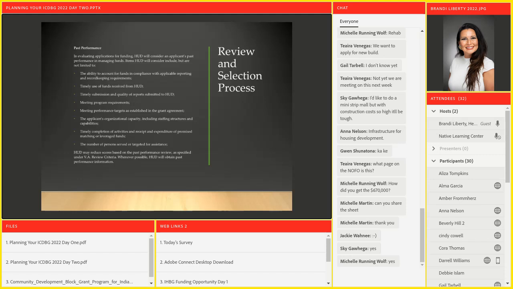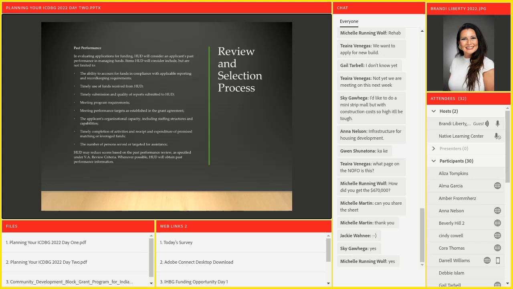All right, well, just to give you a little bit more tidbit on how HUD will review and select this process. Under past performance, when HUD evaluates the application, they will consider your past performance in managing funds. And so items HUD will consider include things such as the ability to account for funds in compliance with applicable reporting and record keeping requirements, which is why they point those things out in subfactor or rating factor 1.